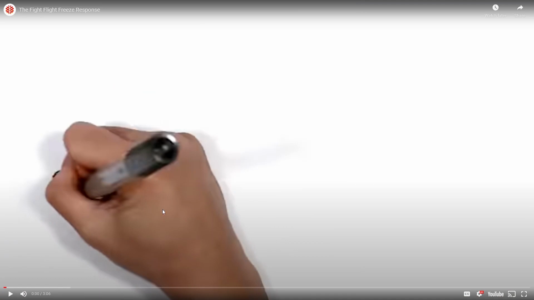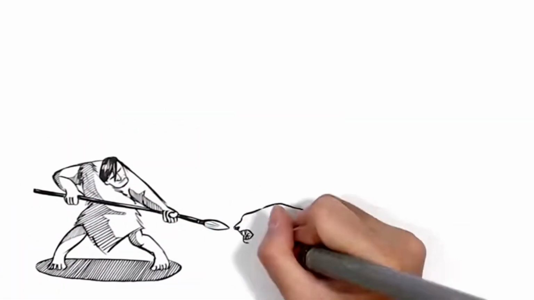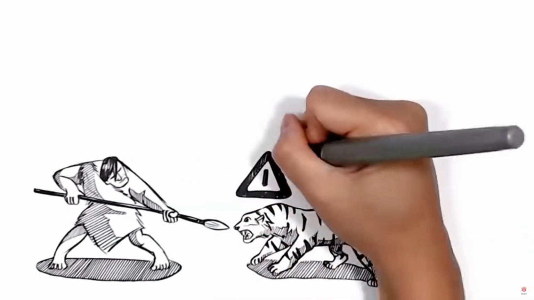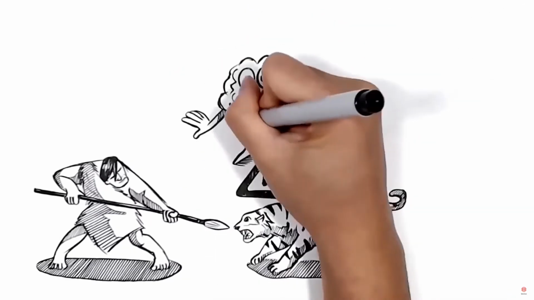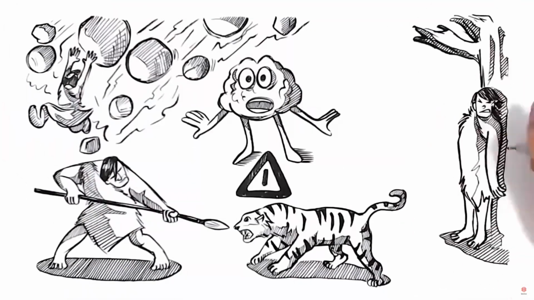Humans, like all species, have self-protective mechanisms to help us survive. Our fight, flight, or freeze survival response, the FFF for short, is designed to mobilize our brain and body to fight an enemy, run from an avalanche, or freeze to hide from a predator.